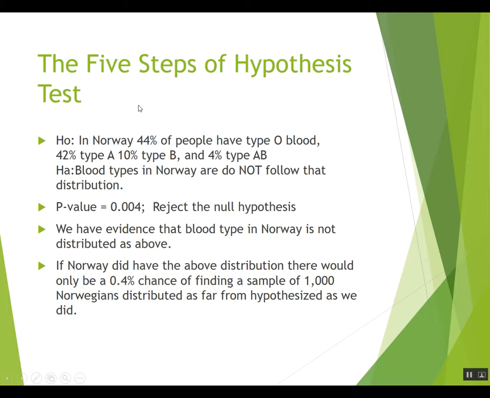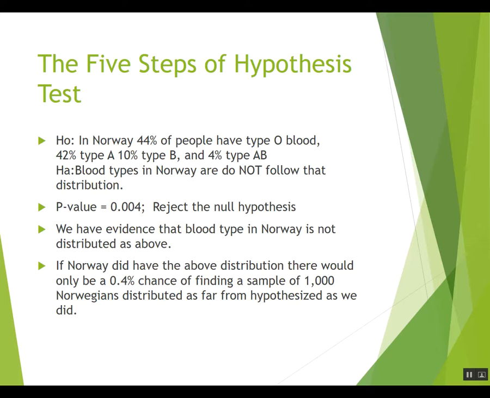So a null hypothesis would be that in Norway, 44% of people have type O blood, 42% have type A, 10% have type B, and 4% type AB. The alternative is the blood types in Norway do not follow that distribution. So it's either they do or they don't. And if they don't, we're not saying exactly what's off, just that they don't follow that 44, 42, 10, 4 split.